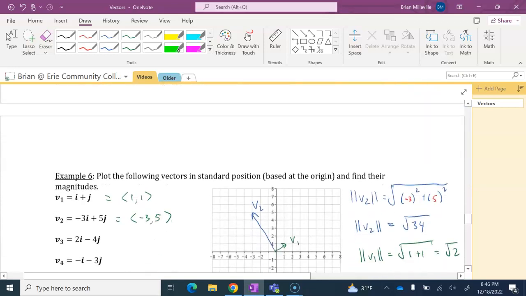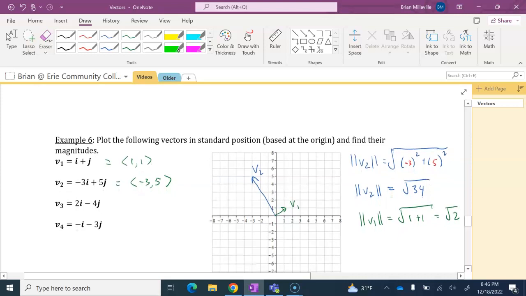Let's do a little bit of practice with the i-j notation. So again, i plus j, what would that really be? That's just the vector 1, 1, in component form. If we drew that out, I have that listed in green here. And if we took the magnitude, it'd be the square root of 1 squared plus 1 squared, which would give us the square root of 2.